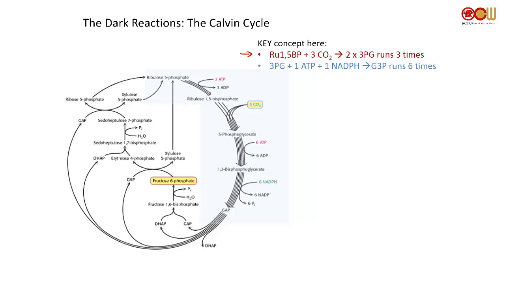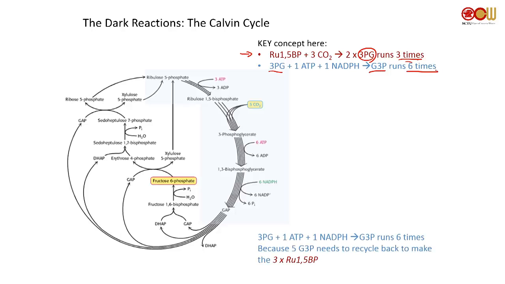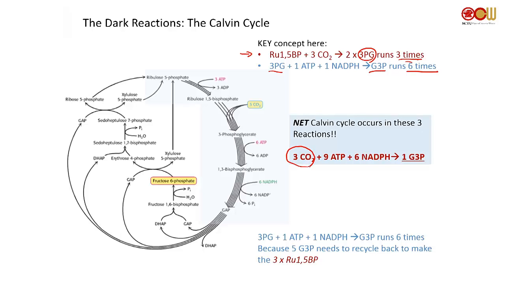So you got Ru15BP plus 3 CO2. You run it 3 times, like I said. And once you get to 3PG, you take 3PG to G3P. You run it 6 times, okay? So, total, what you get is 3 CO2, plus 9 ATP, 3 right here and 6 right here, plus 6 NADPH right here, and you generate 1 G3P.